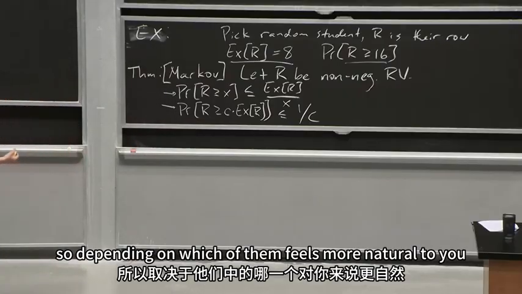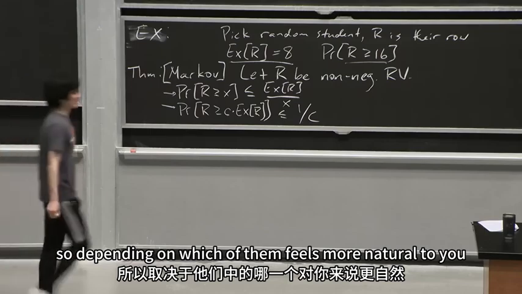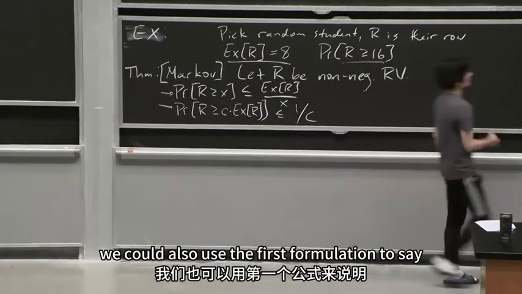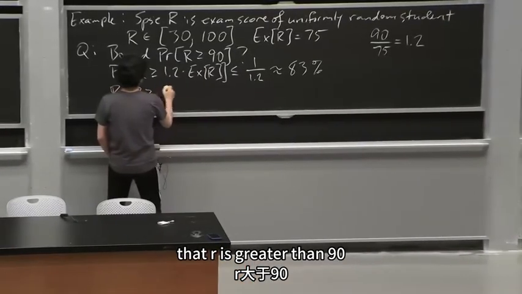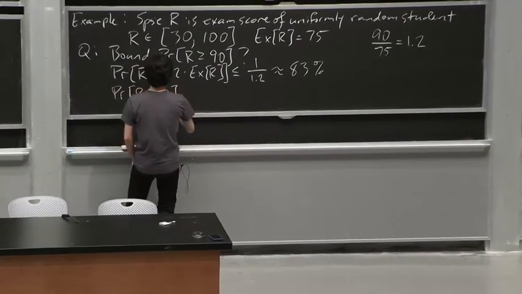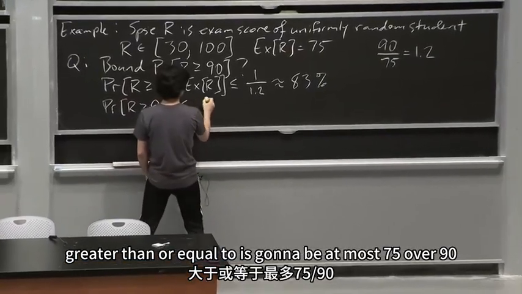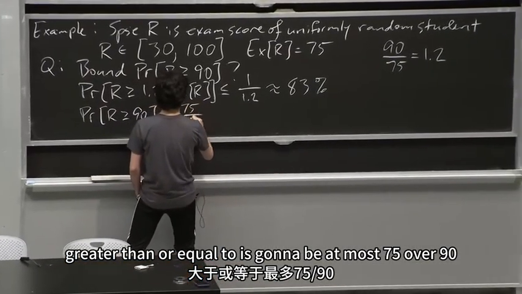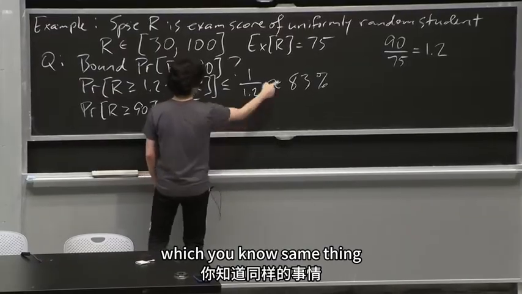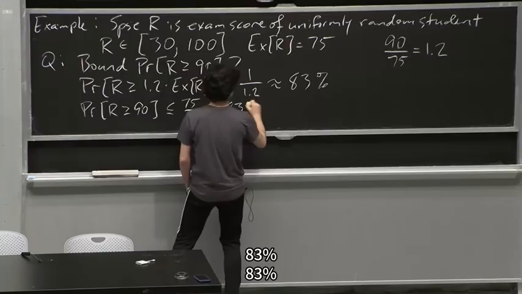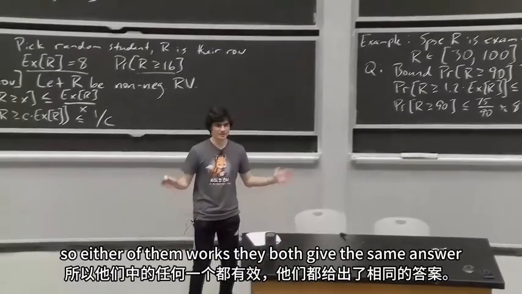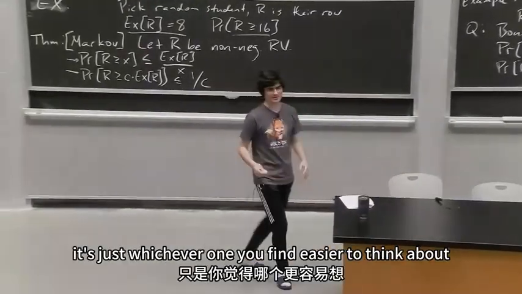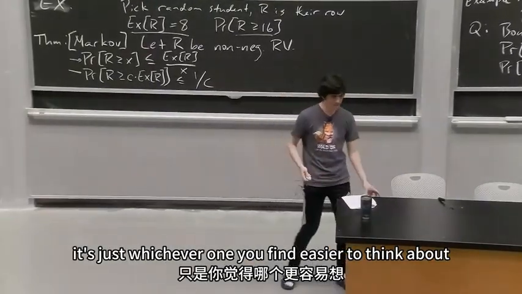Depending on which of them feels more natural to you, we could also use the first formulation to say the probability that R is greater than or equal to 90 is going to be at most 75 over 90, which is the same thing, 83%. So either of them works. They both give the same answer. They're equivalent formulations. It's just whichever one you find easier to think about.